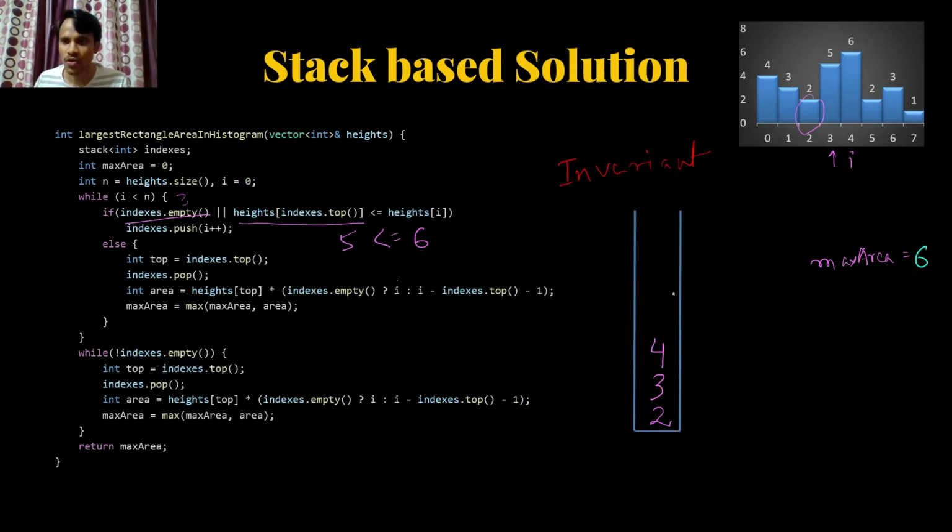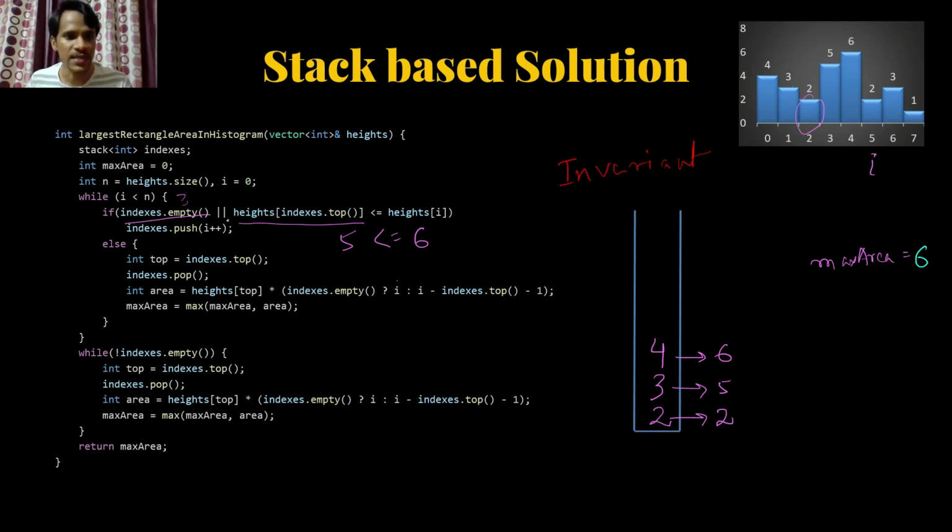Okay, so notice that the stack is containing elements in increasing order. So index 2 corresponds to height 2, index 3 corresponds to height 5, index 4 corresponds to height 6, right? So this is in increasing order. At least it will be in non-decreasing order. So now I becomes 5.